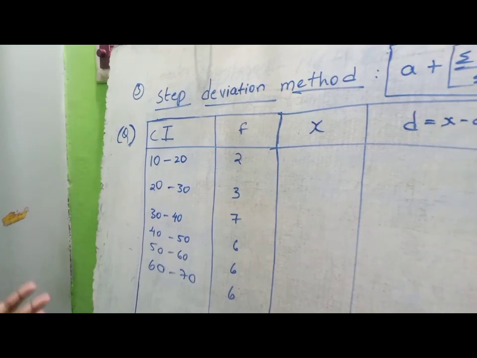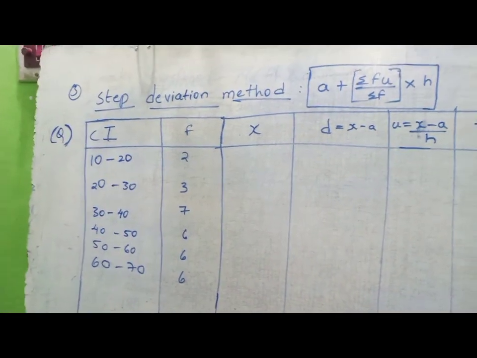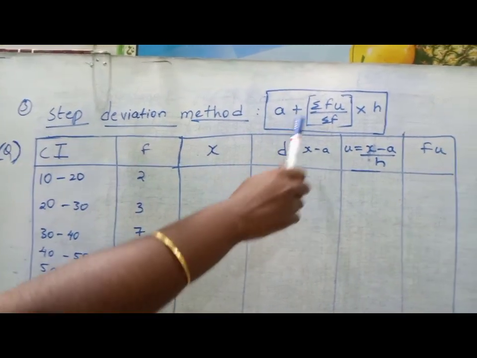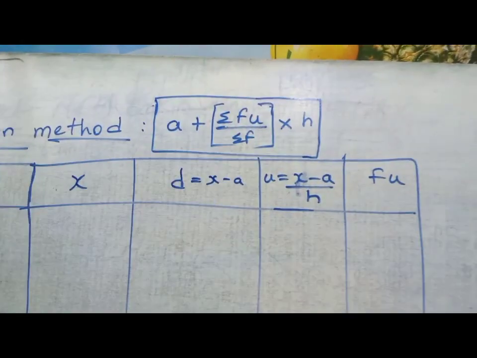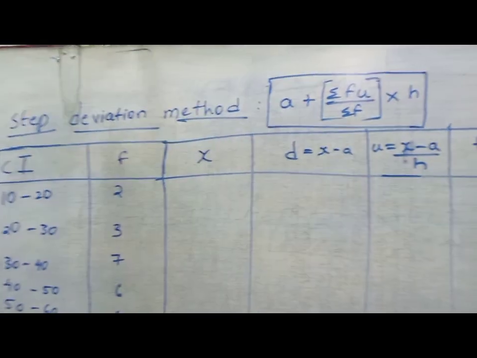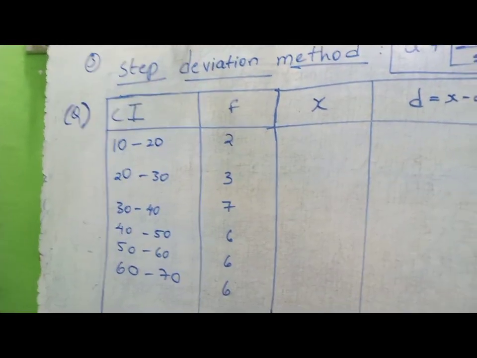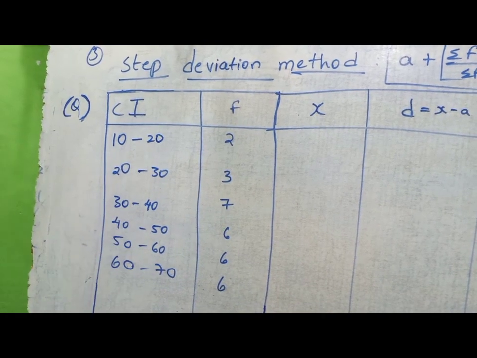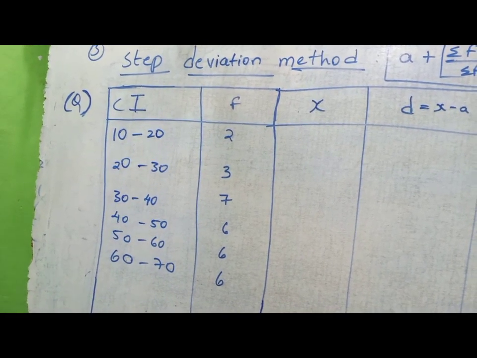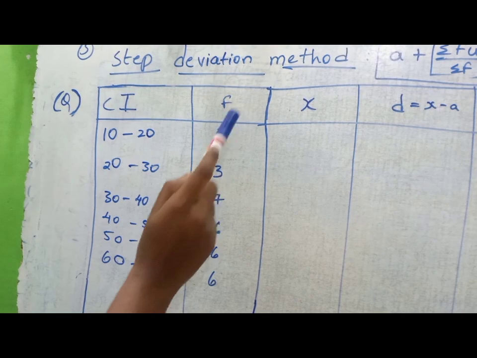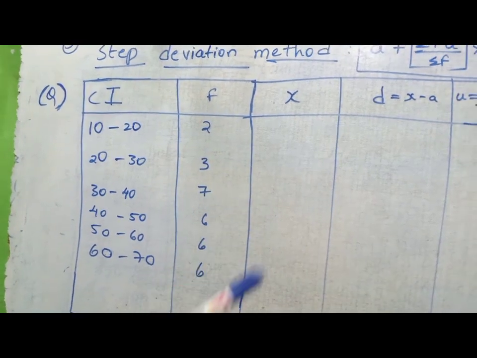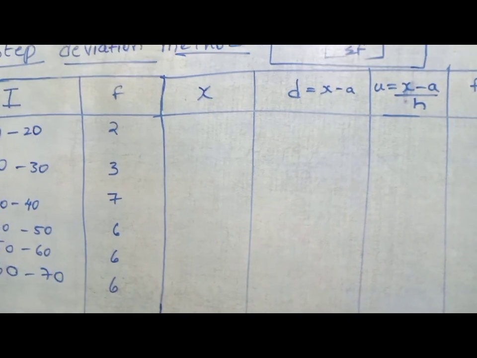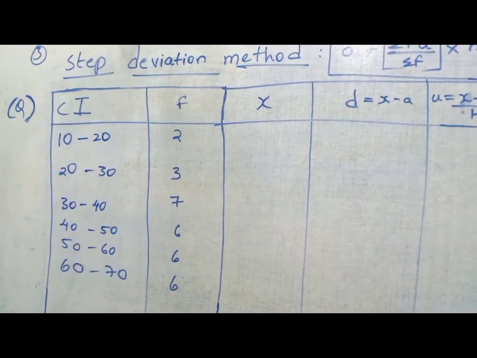Now the third method to find mean is step deviation method. The formula to find mean by step deviation method is a plus sigma fu by sigma f into h. By using this formula, we will do a problem. Now the class intervals are 10 to 20, 20 to 30 and so on up to 70. Now the frequencies are 2, 3, 7, 6, 6 and 6. Now to find x value, we should add the class intervals and divide it by 2.